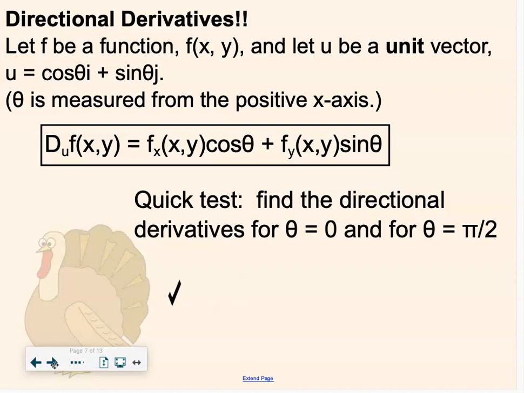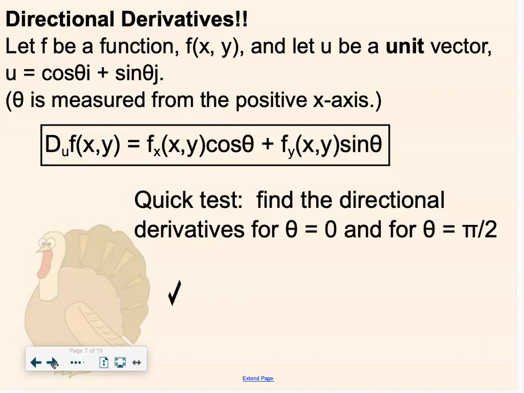So I have a quick question here and then other things to point out. For example, suppose theta is 0. Remember, theta is measured from the positive x-axis. If theta is 0, what is your directional derivative? It's just partial x, right? If theta is pi halves, what is your directional derivative? It's just partial y, right? And when you switch thetas to other values, you get those other values in between.